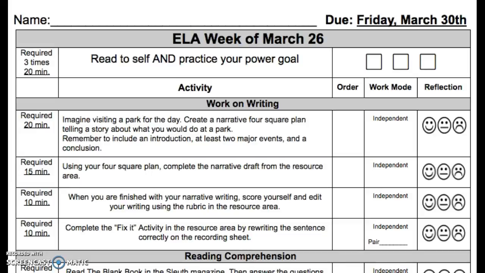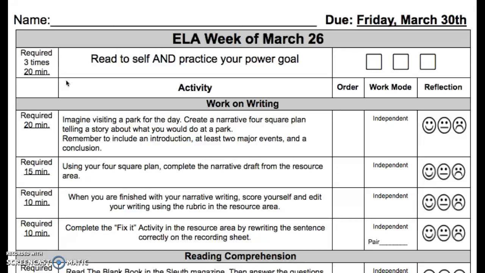This activity list is ELA week of March 26th, and it is due this Friday, March 30th. For the first activity, it says required 3 times for 20 minutes each. Read to self and practice your power goal. Check the box each time you complete it.